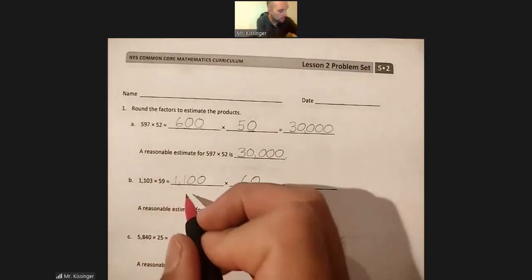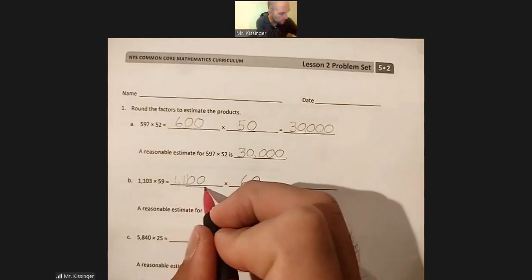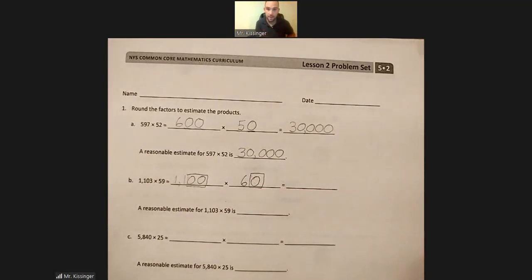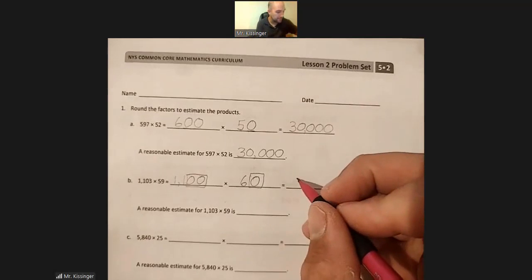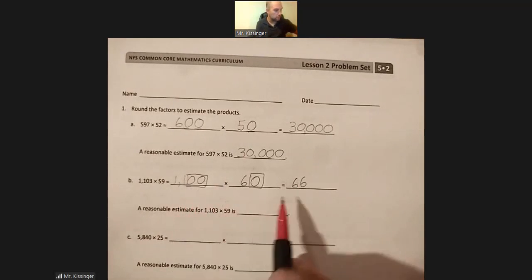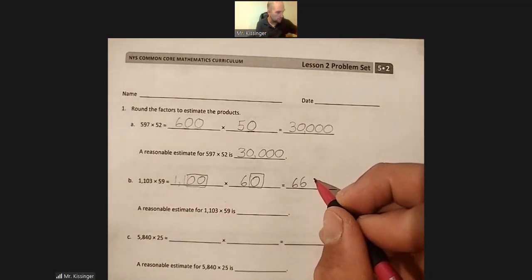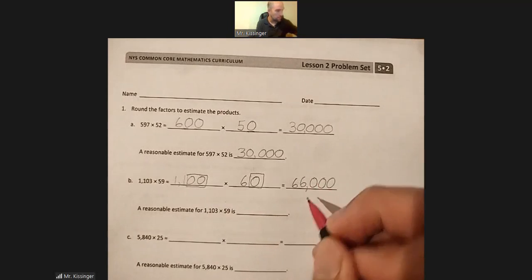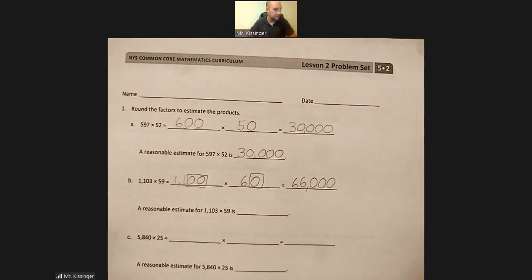So now we'll take our zeros, we'll remove those for the moment. And we have 11 times 6. 11 times 6 is 66. And then we'll add our zeros back on. We have 1, 2, 3 zeros. And we have 66,000. So 1,103 times 59 is about 66,000.